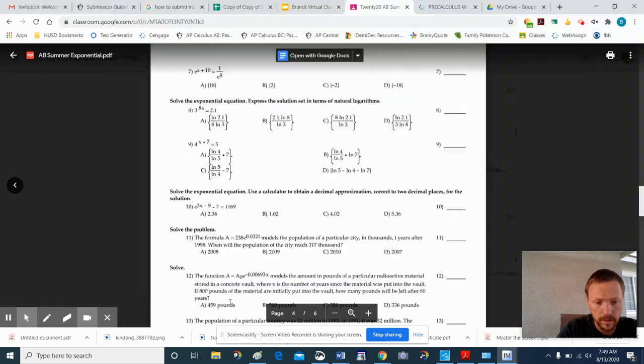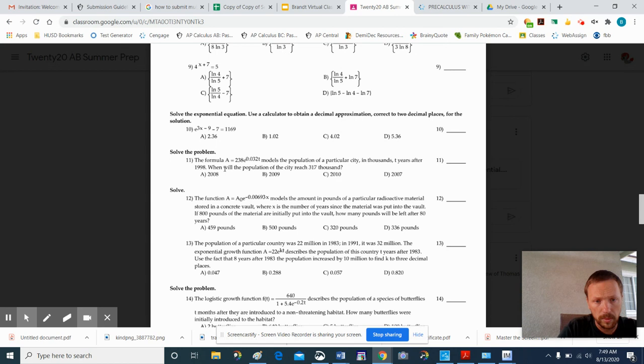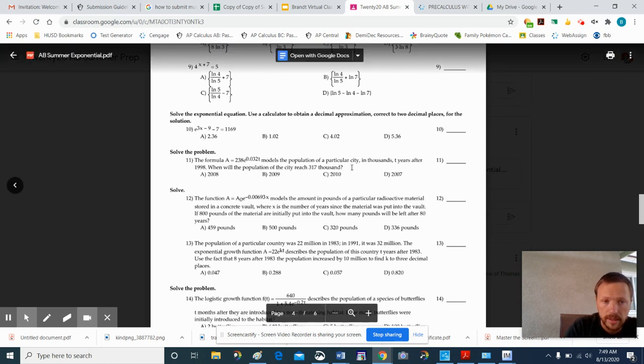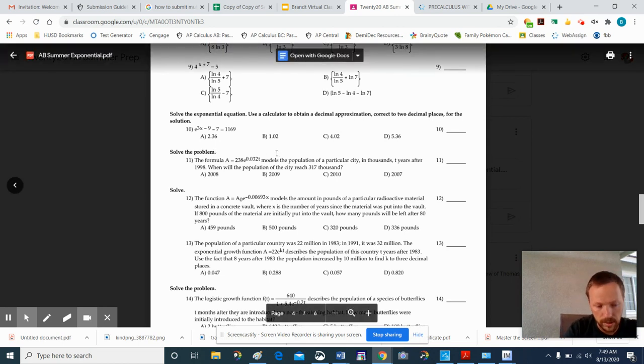All right, so number 11. You've got this formula that models the population of a particular city. This could be anywhere, it doesn't matter. And t is years after 1998, so that's an important thing to remember. When will the population of the city reach 317,000? So 317 is the amount we're going to get to, and we're going to use that with the A. You'd end up putting the 317 there and solving for t.